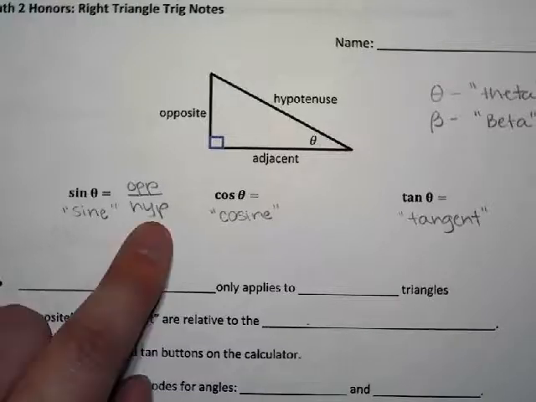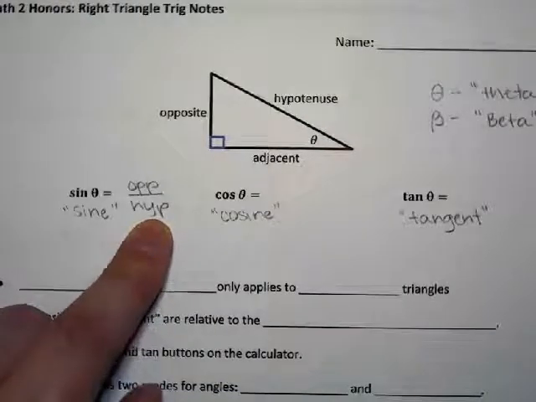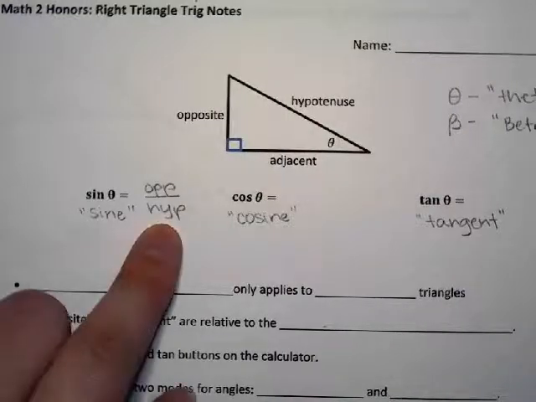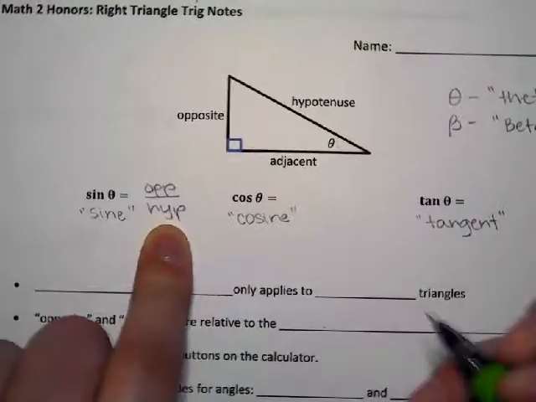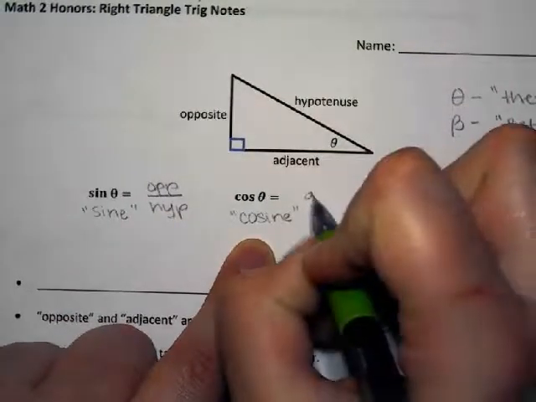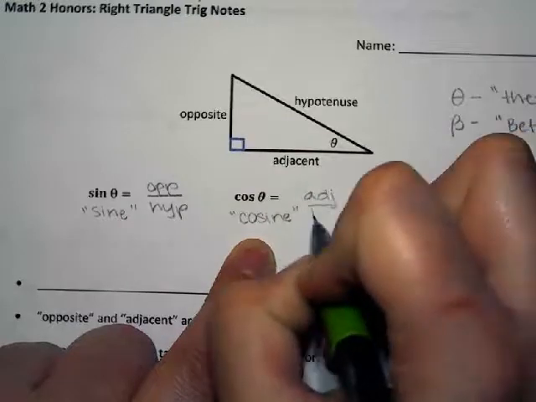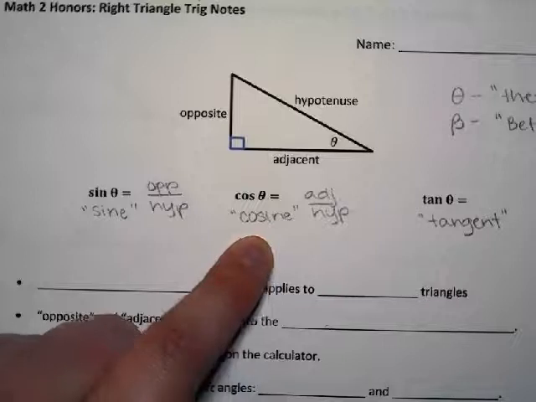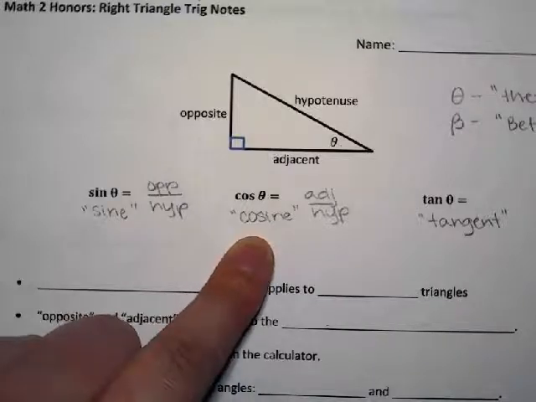So this ratio is always going to be less than 1 because the hypotenuse is the longest side. The cosine is the adjacent over the hypotenuse, so that ratio is going to be less than 1. Since the hypotenuse is the longest side, that's always going to be less than 1.